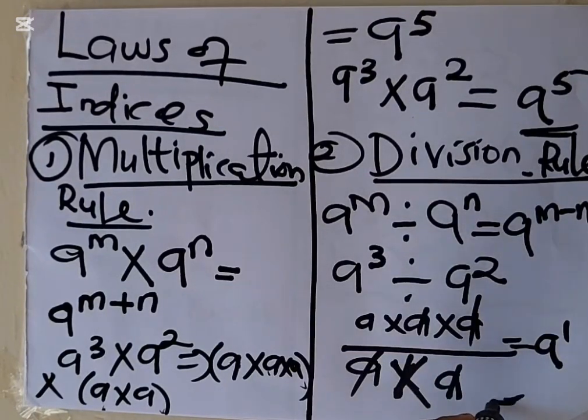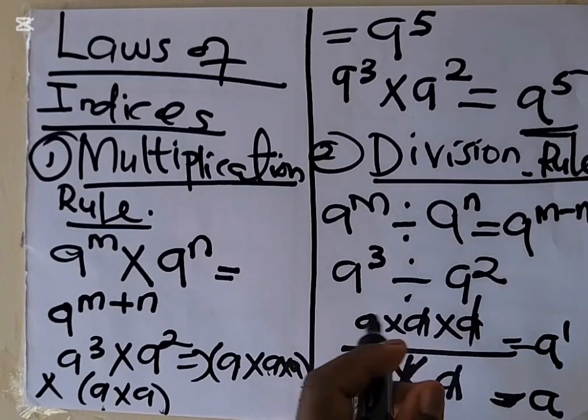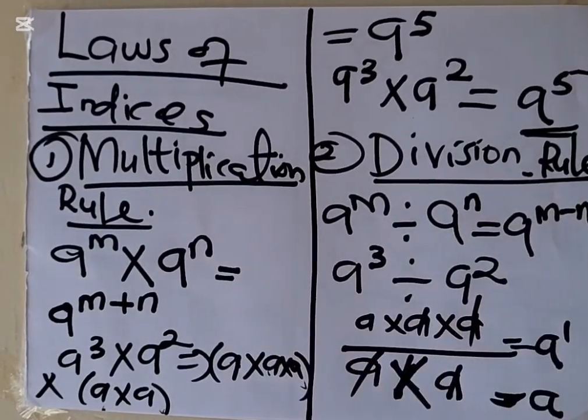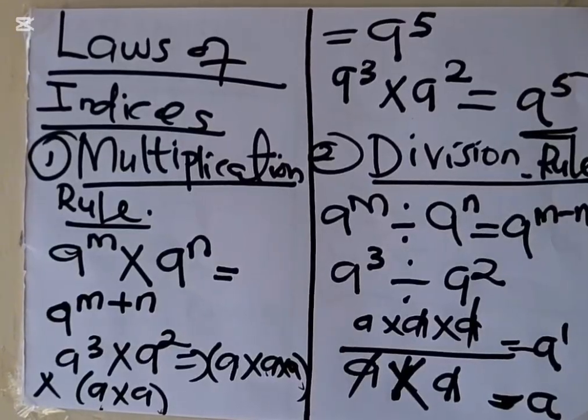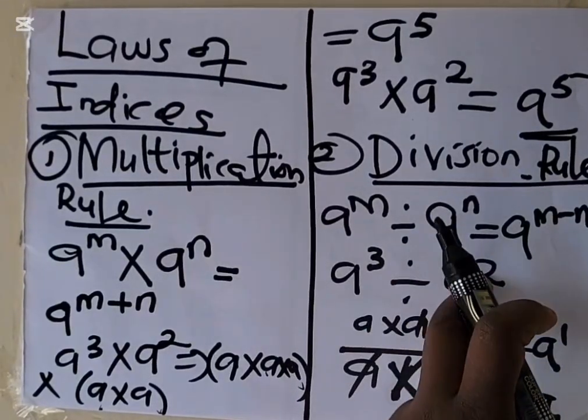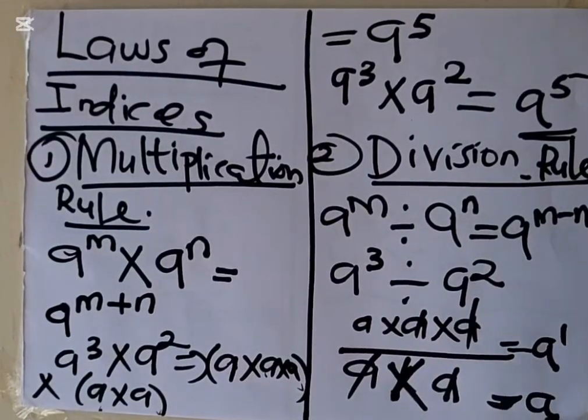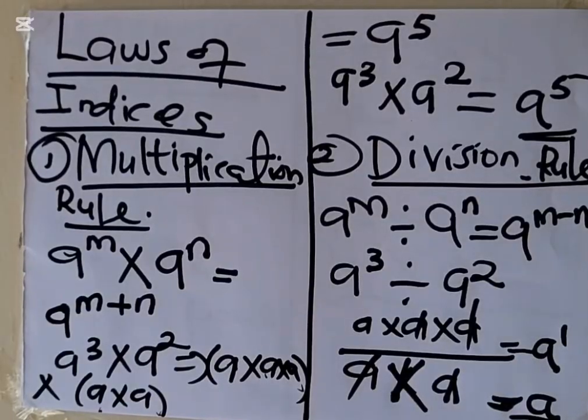A raised to 1 is the number itself, which is A. It is A raised to 1, or A. So simply, you could have just subtracted the powers. It could have been 3 minus 2, you get 1, which is the same as the number itself.